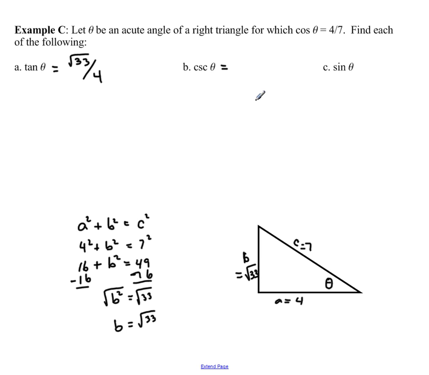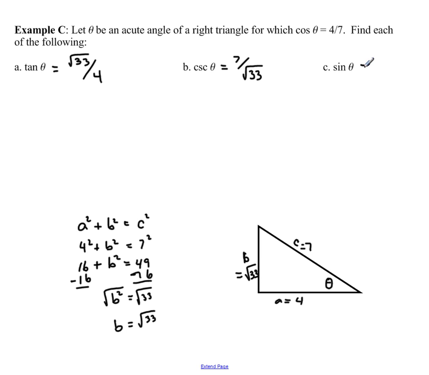Cosecant is the ratio of the sides hypotenuse to opposite, right? Good. So now let's take that and do a division right here. Our hypotenuse side was 7. Our opposite side was the square root of 33, so we can write 7 over the square root of 33, and that's our answer.